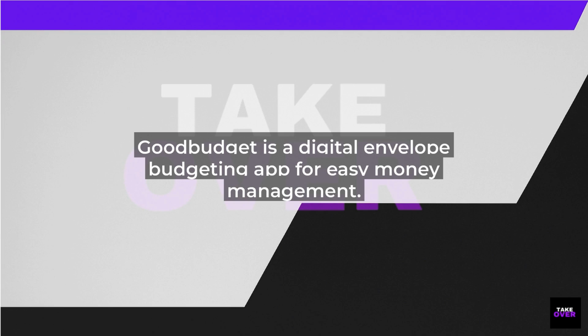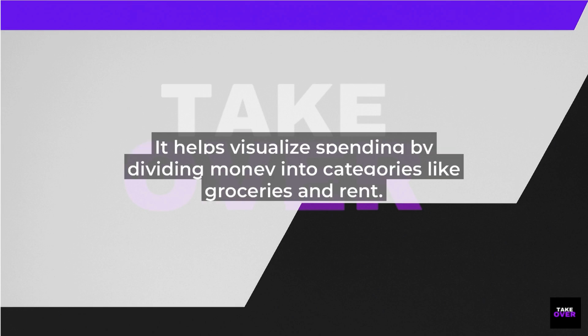Today, we're tackling how to budget using Goodbudget, a super user-friendly app that makes envelope budgeting easy and effective. If you're new to budgeting or struggling with overspending, this method could be a game-changer for you. First things first, what's Goodbudget? It's a digital tool based on the classic envelope system, where you divide your money into categories like groceries, rent, and entertainment. This helps you visualize and stick to your spending limits without the hassle of physical cash.